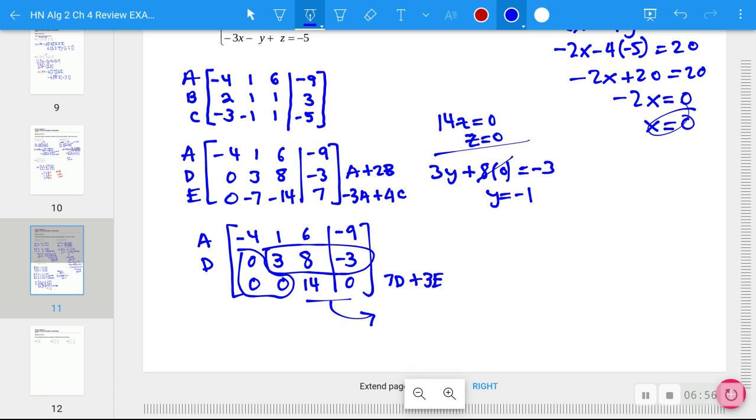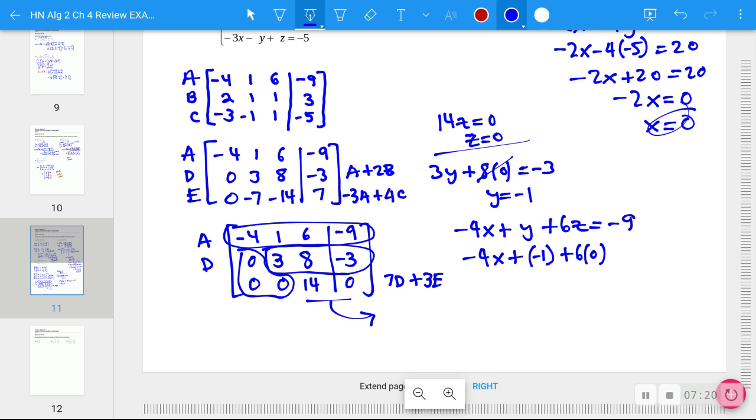So now I'm going to take this line, and that would be negative 4x plus y plus 6z equals negative 9. I'm going to plug the y and the z in. And you can ignore that 6 times 0. When you add 1 to both sides, you get negative 4x equals negative 8, so x must equal 2. And that does it for problem 32.